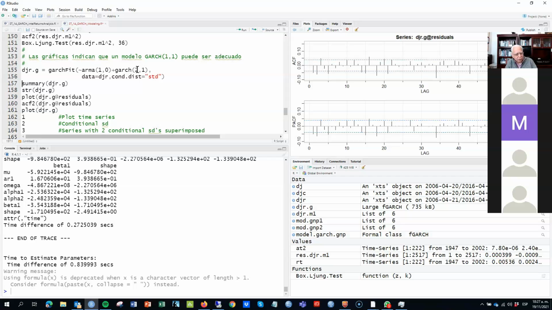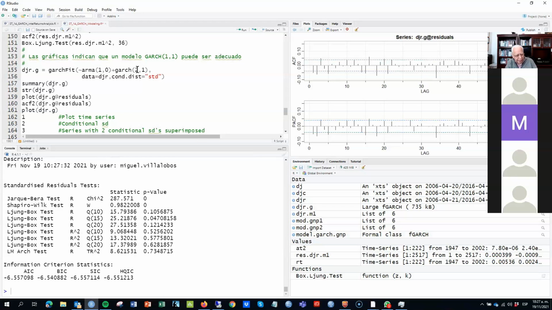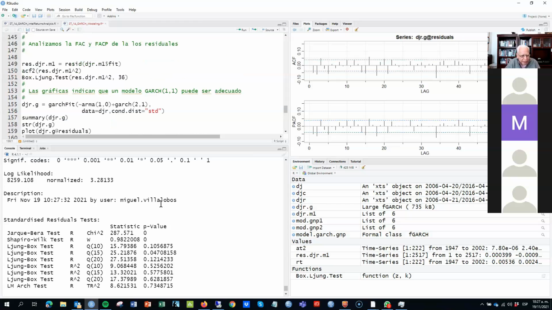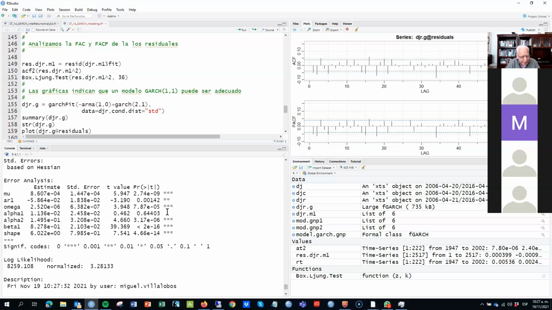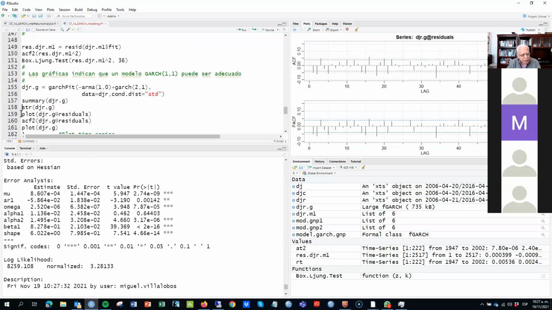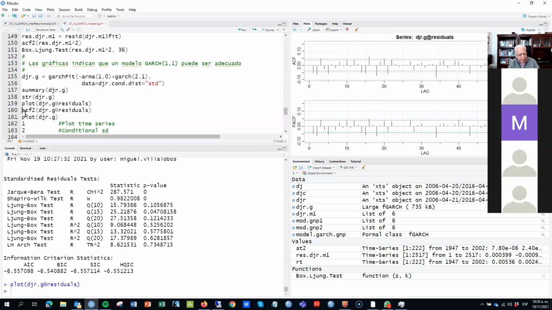Okay, I look at the summary, and looking at the values of my coefficients, I see now that omega is not significant. The other parameters are significant. So let's look at the residuals of this new model that we just fitted now.